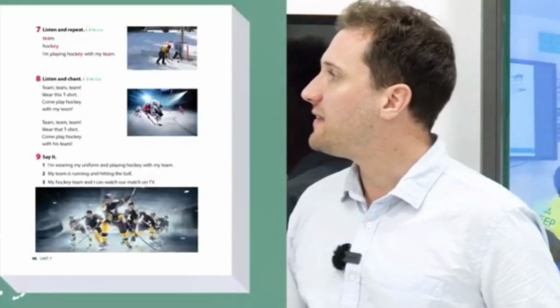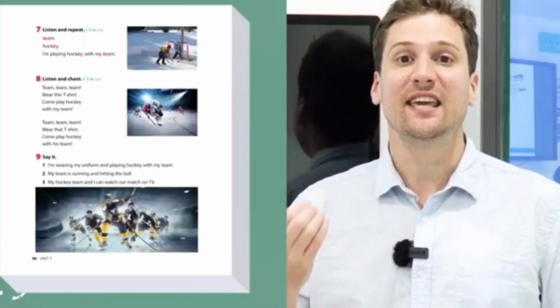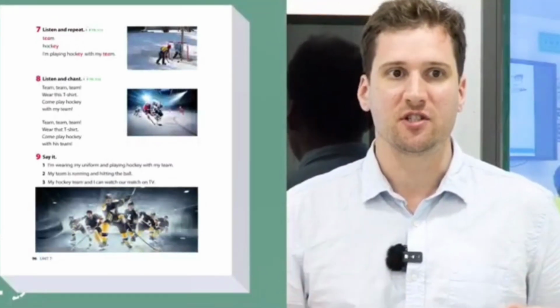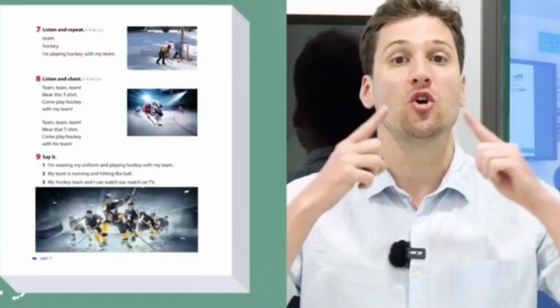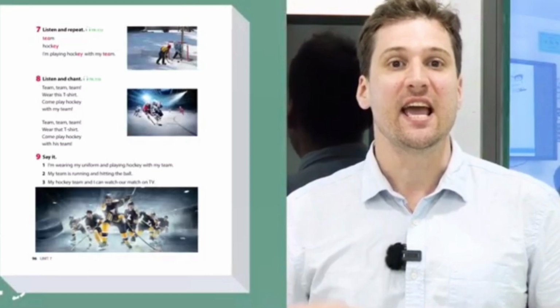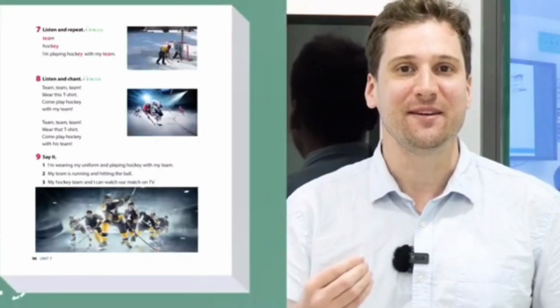So here we have the E in team, E, E, team, okay? Again, model this sound in front of your students. Get them to look at your mouth as you make the sound. E, E, team, team, E, E, team.